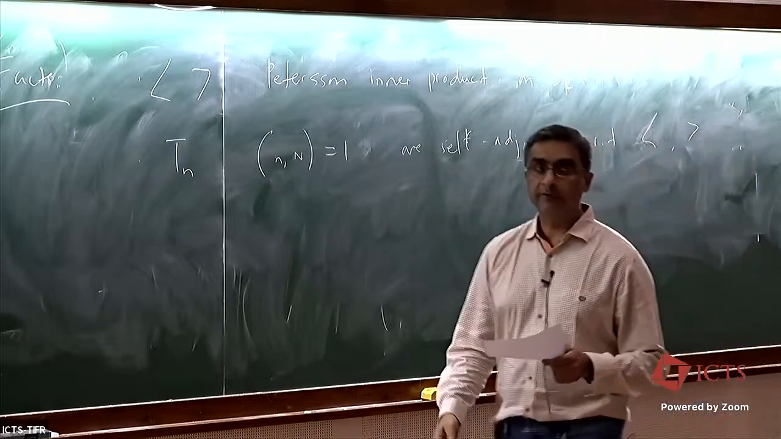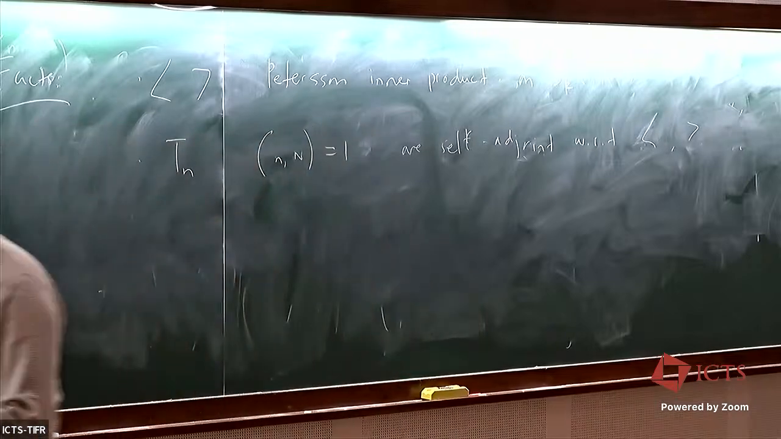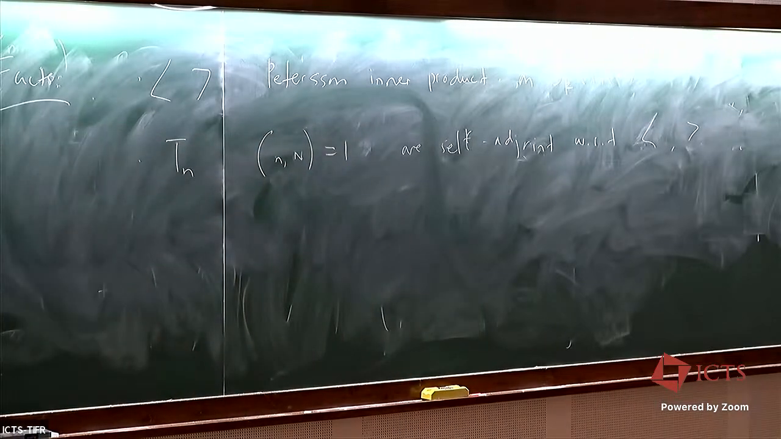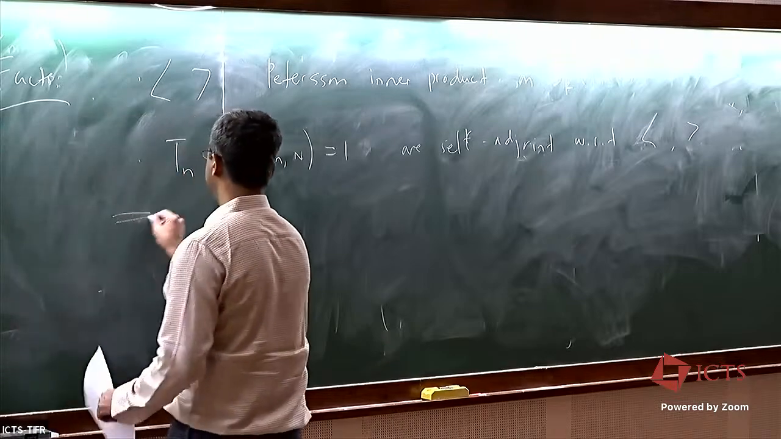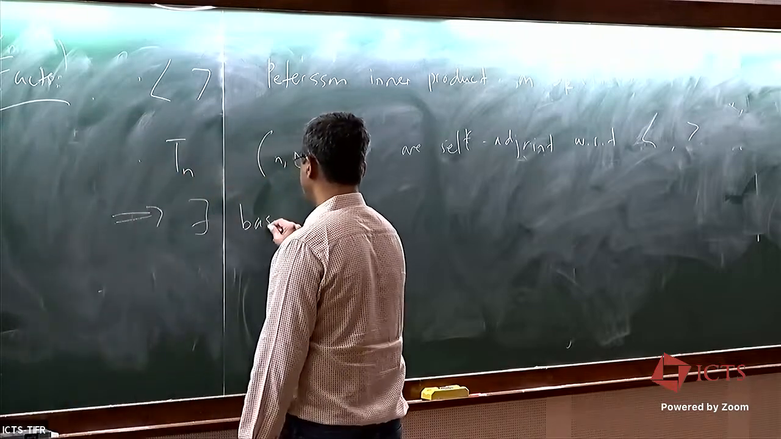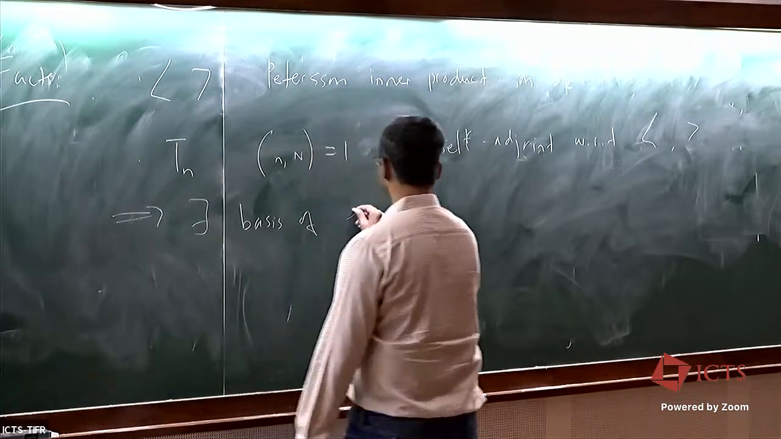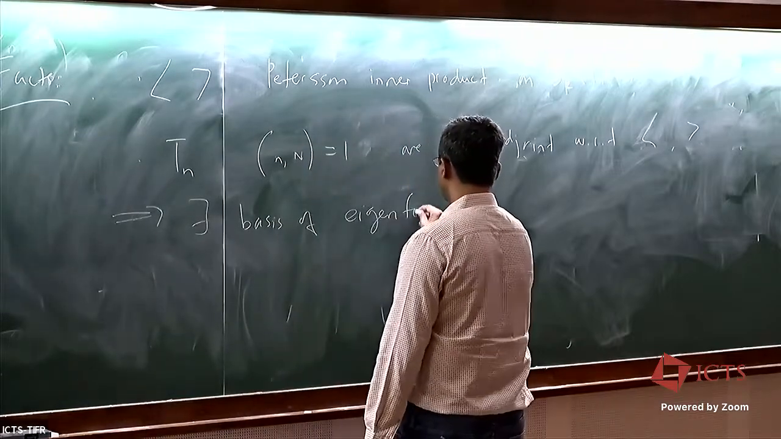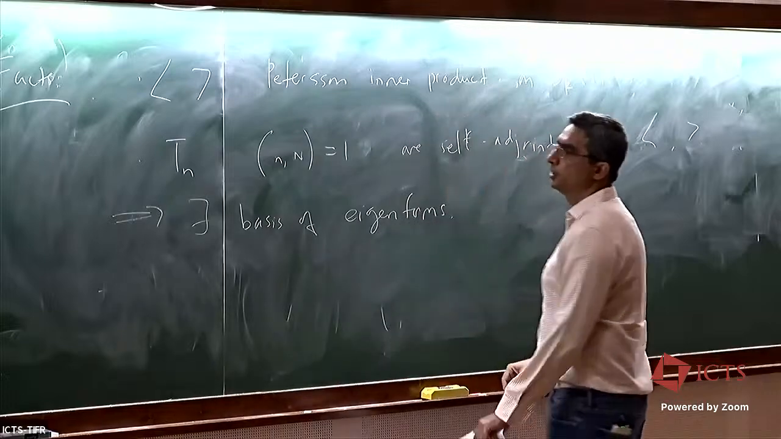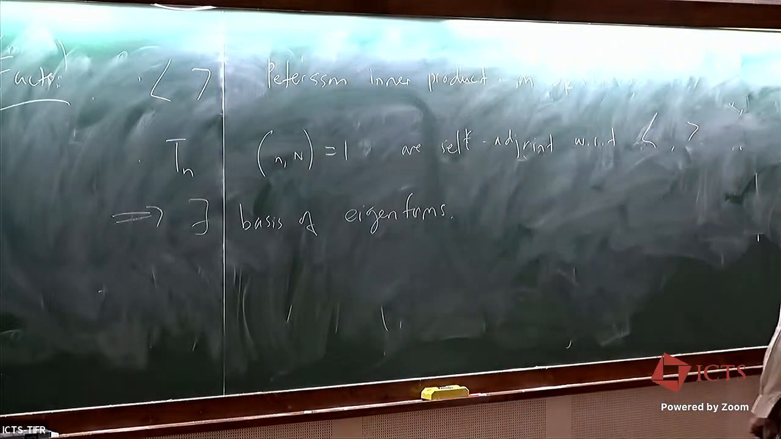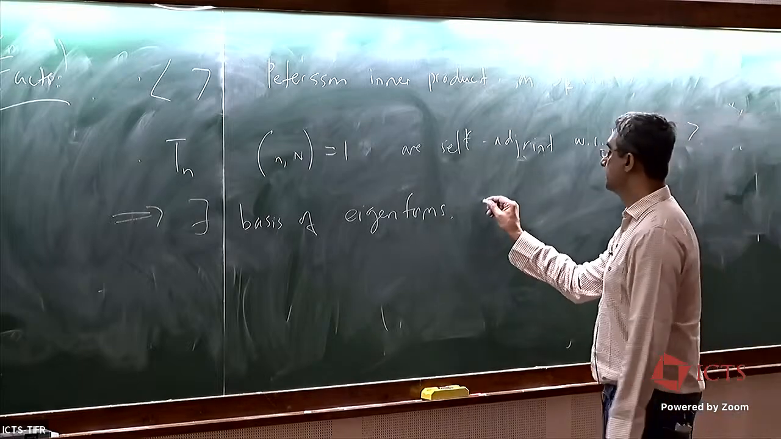Okay, so therefore you have a basis of eigenforms for these particular operators. A basis of common eigenforms. A commuting family of operators is a commutative situation and gives a basis of eigenforms.